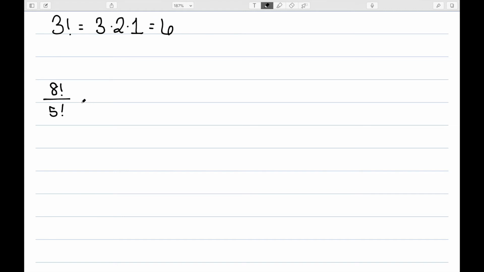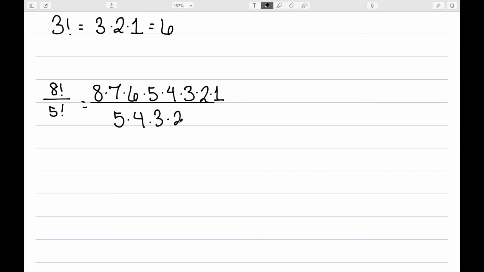What about 8 factorial divided by 5 factorial? So let's take this piece by piece. The top is 8 times 7 times 6 times 5 times 4 times 3 times 2 times 1. The bottom is 5 times 4 times 3 times 2 times 1.